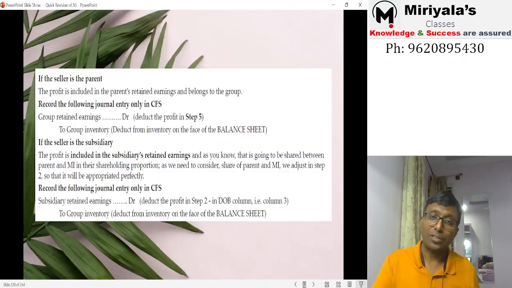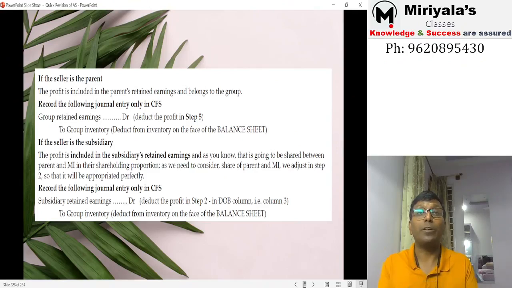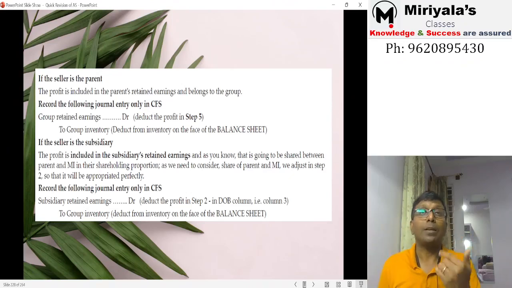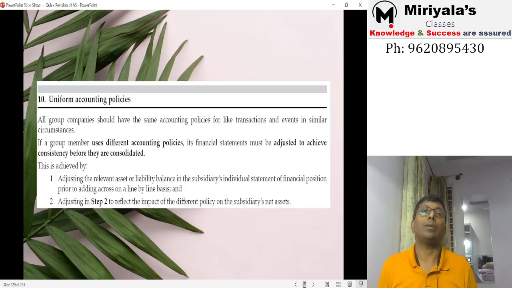In the same fashion, if the goods are sold by the parent company, then who made the profit? The parent made the profit. Parent profits are analyzed under which step? Step number 5. So under step number 5, retained earnings, parent company profits, you should say minus unrealized profits, eliminate it, and the same amount is going to be reduced from the inventory in the consolidated balance sheet. Like that you are supposed to eliminate.